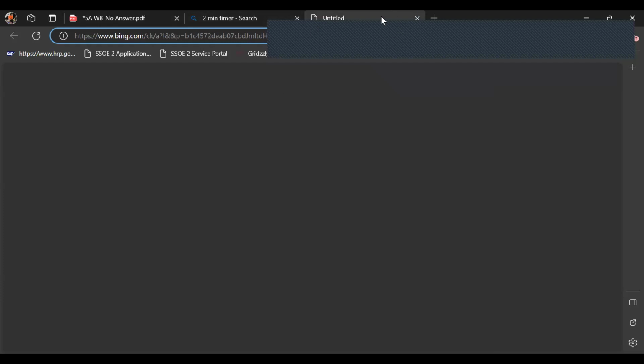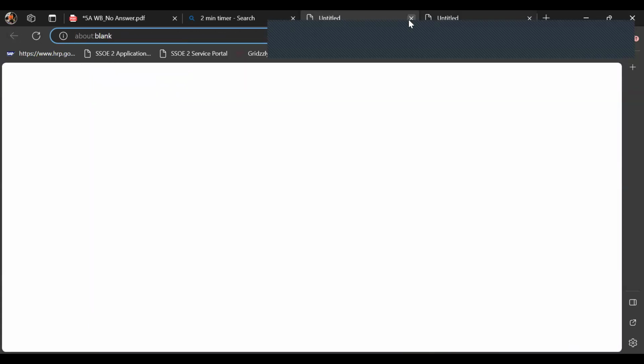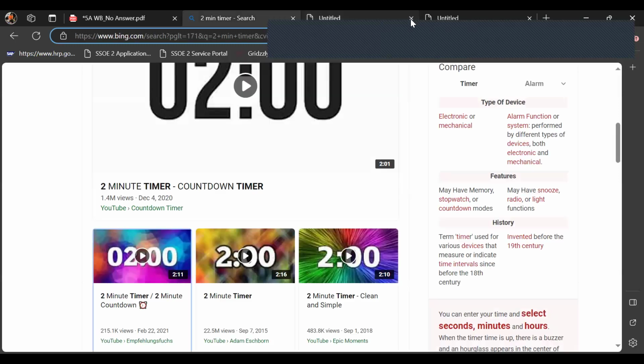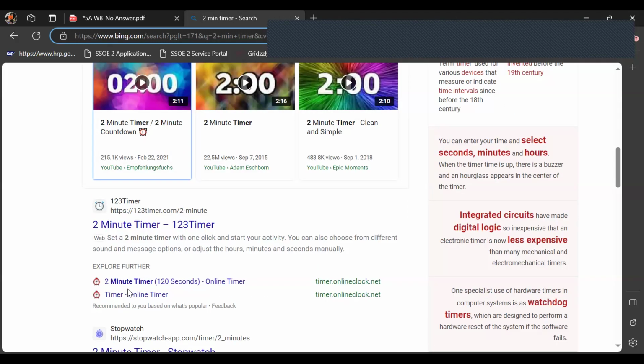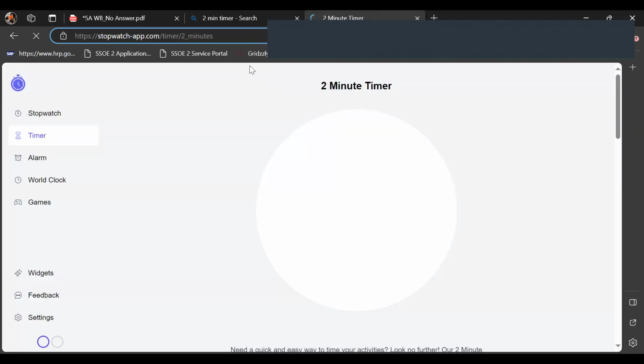By the time I managed to open this, I think it's 2 minutes already. Connecting issues? Loading, loading, loading. By the time you have loaded, exactly, 2 minutes is up already. Oh, there you go. Okay.